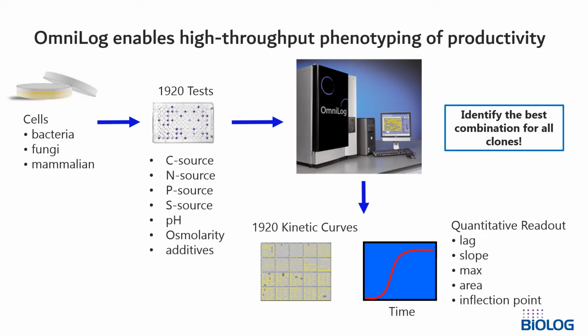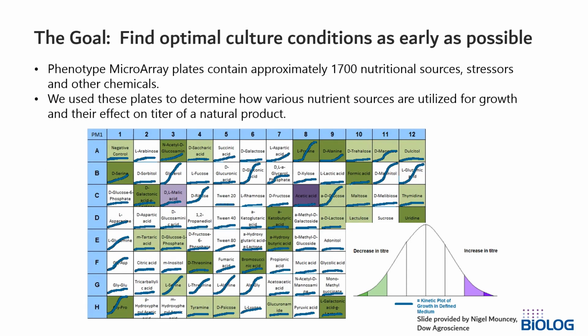This is much more efficient than performing shake flask studies for each individual compound or condition on multiple clones. So in this way, in an overnight experiment, we could actually test 1,920 conditions for each of the individual clones. The goal is to find optimal culture conditions as early as possible. And this is some work that was shared by Nigel Mounsey when he was at Dow AgroSciences. His goal was to determine optimal conditions for the development of a new product. So he was looking for carbon sources that supported growth.